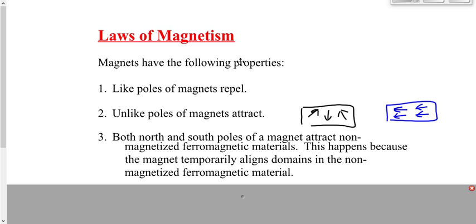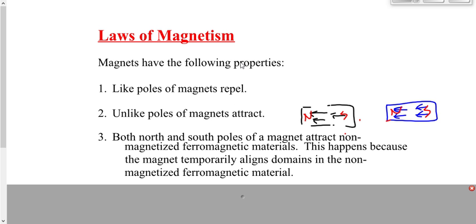This causes these blue already aligned domains to cause these black random pointing domains to start pointing in the same direction temporarily. Giving it a north pole and a south pole. The side that's closest to the north pole becomes south, and it's going to attract. That's a lot like that temporary separation of charge, right? The side that's closest to the charging object becomes oppositely charged, therefore it attracts. The side that's closest becomes opposite pole, therefore it attracts. So magnets will attract non-magnetized ferromagnetic materials.